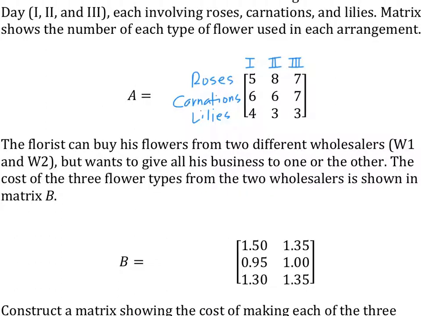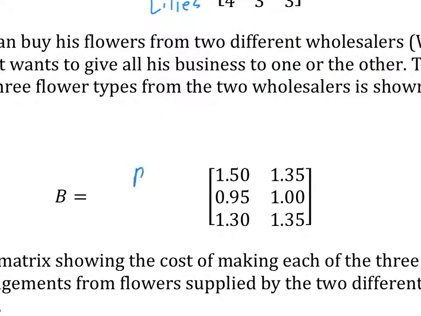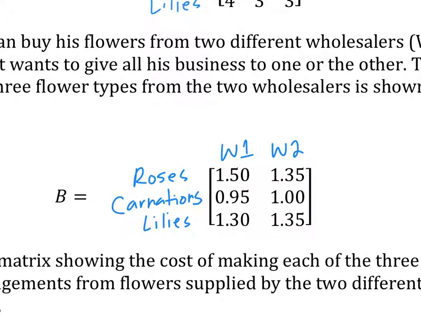Second part: the florist can buy his flowers from 2 different wholesalers, W1 and W2, but wants to give all his business to one or the other. The cost of the 3 flower types from the 2 wholesalers is shown in matrix B. Let me give you the names as well. Roses, carnations, lilies, and then wholesaler 1, wholesaler 2. Okay, here's how you read it again.